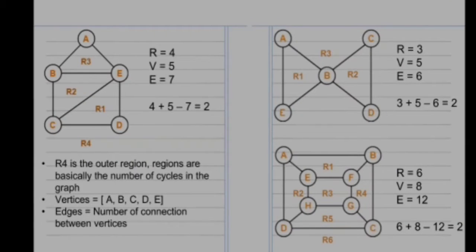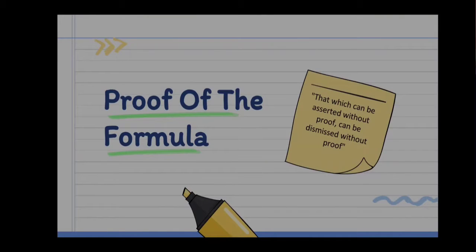As we saw by applying Euler's formula on our examples, we always got 2 as our answer. But we have to prove how this Euler's formula works. So moving on, Shafi will explain the two proofs. Now let us look at proofs for Euler's formula.